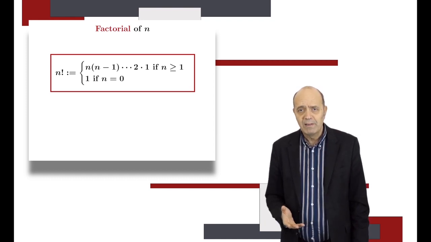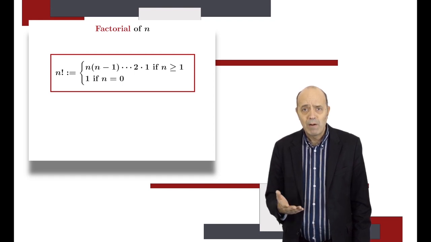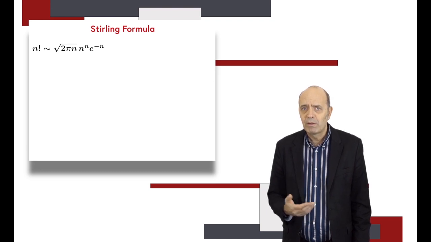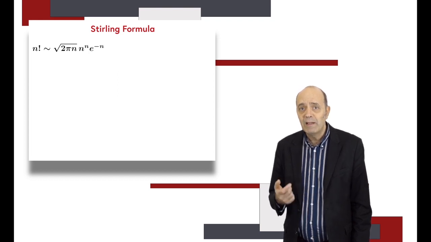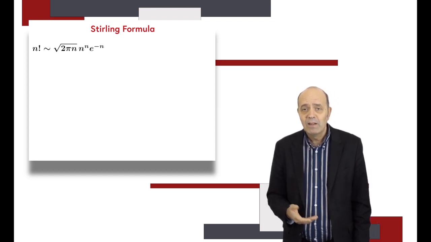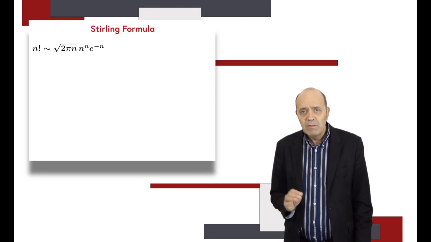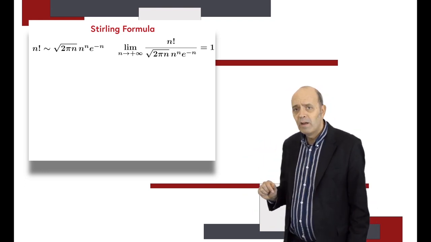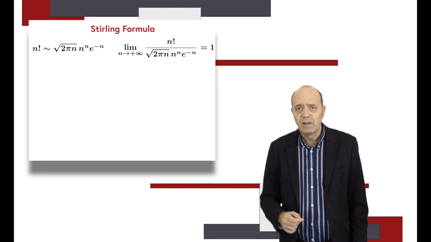The factorial of n can be approximated in terms of exponentials and powers. More precisely, we have the Stirling formula, which says that the factorial of n is asymptotic to square root of 2 pi n times n to the n times e to minus n. e is the Euler number. This means that the quotient of the two sequences tends to 1 as n tends to plus infinity.